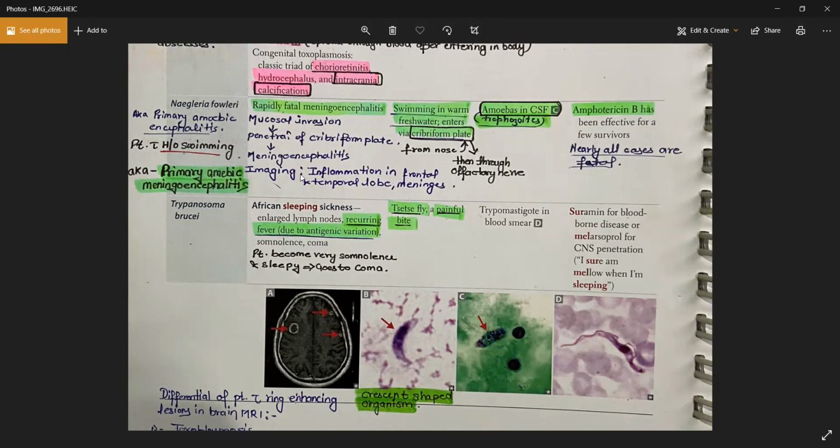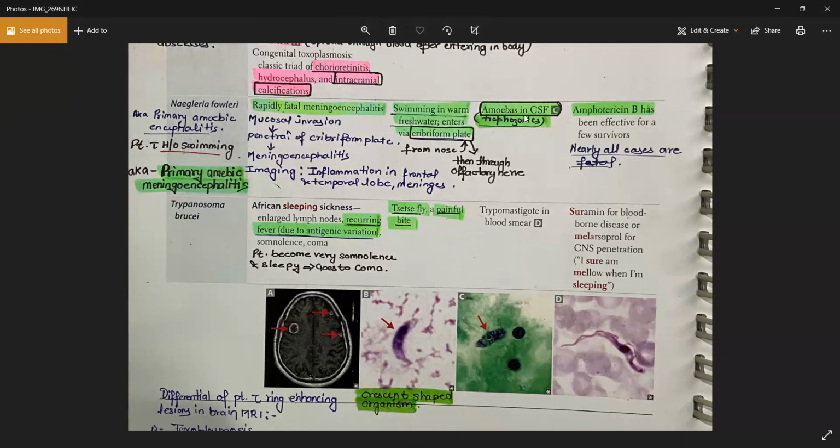Okay, so on the imaging, what you can expect is inflammation in the frontal lobe, like I told you, or inflammation in the temporal lobe, which could be seen as an enhancing mass within the brain. You will see it as an enhancing mass. Okay, and that's why the disease is also known as primary amoebic meningoencephalitis. Because, and you need to know that in the CSF examination, because we have meningitis also, in the CSF examination, what you will see is the amoebas.